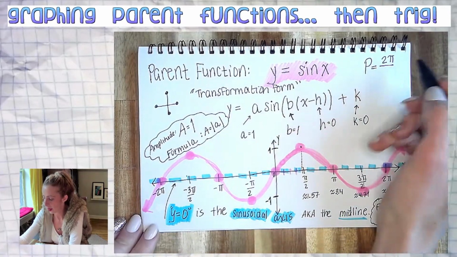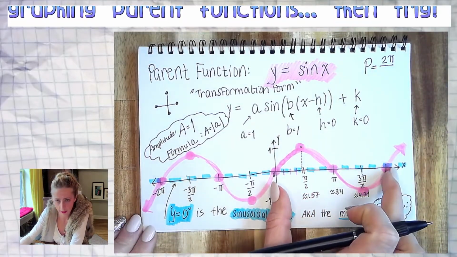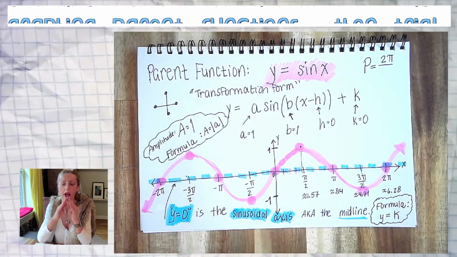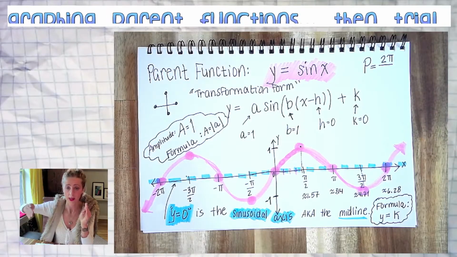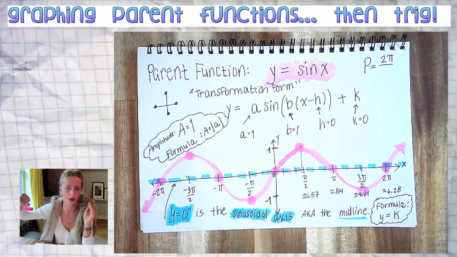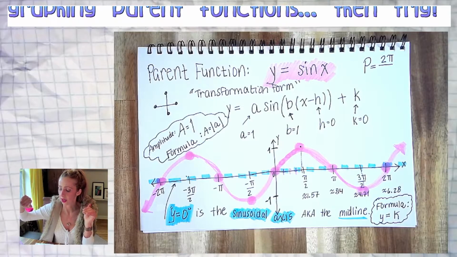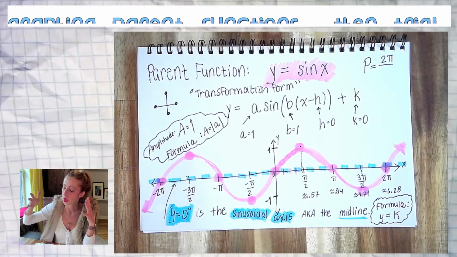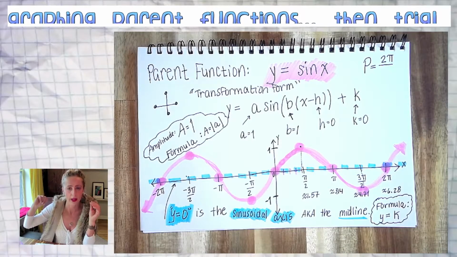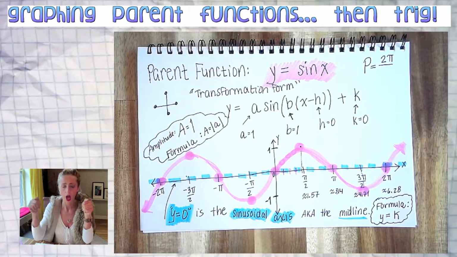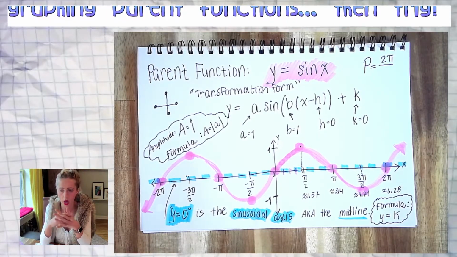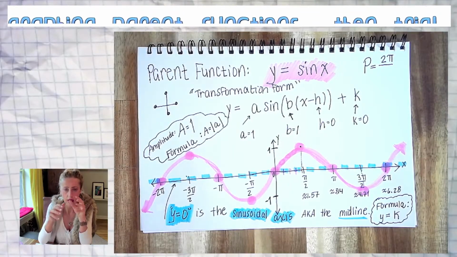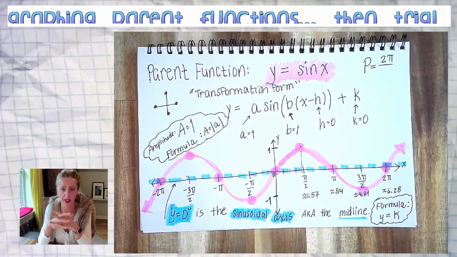And now the period, okay? So here, the period is 2 pi because one of these numbers affects the period. Remember, the period is how long it takes for the sine cycle to begin repeating itself. So the period is how long it is from start to finish. Which letter, A, B, H, or K, will impact the period of a sine graph?